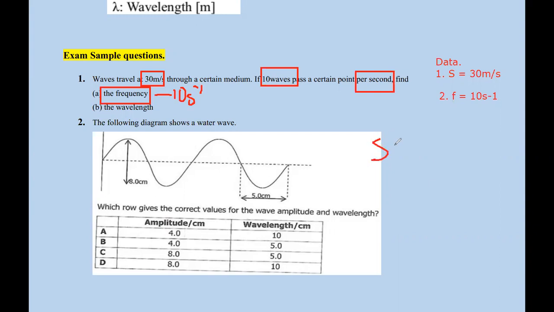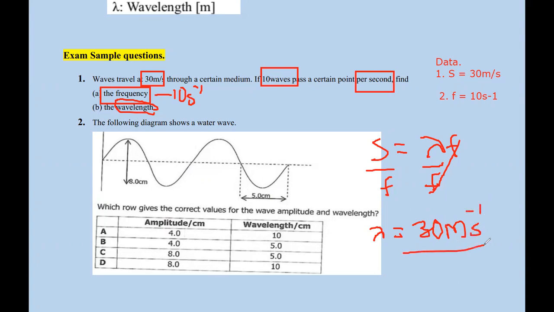Remember, speed is equal to lambda times frequency. So we are looking for the wavelength, lambda. What do we do? We divide by frequency. So our lambda is going to be the speed, 30 meters per second, over the frequency, which is 10 second minus 1. Now, what can you see from here?